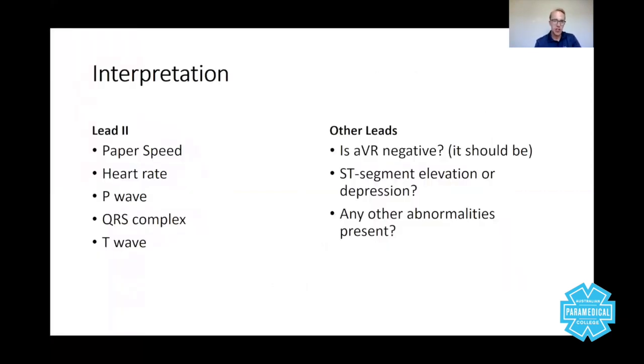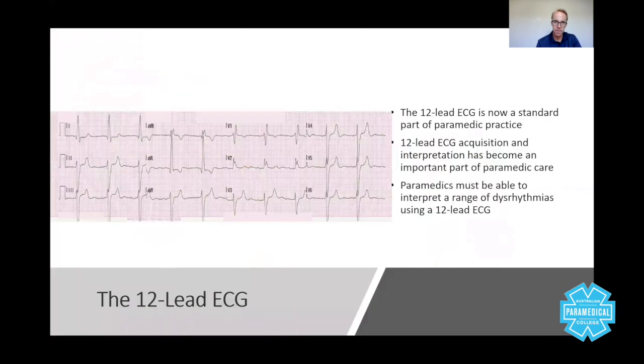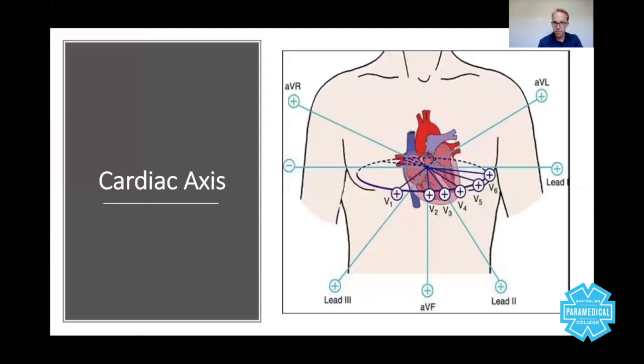So, interpretation then. When you're looking at lead 2, let's go back a few slides and remind you what that looks like. Here we have lead 2. Now, most of these 12 lead ECGs will print off all the different leads, and they will have an additional long lead 2, because most of this interpretation that I'm going to talk you through is actually done in lead 2 first.